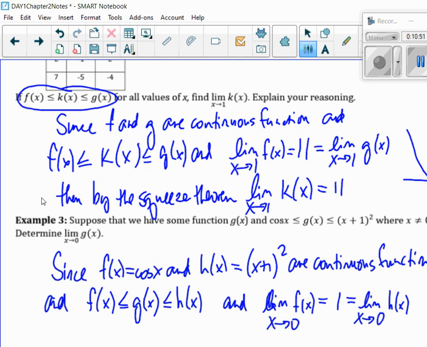Then, by the squeeze theorem, the limit as x goes to 0 of g of x equals 1. Like I said, it's not hard. It's just, you know. Okay.